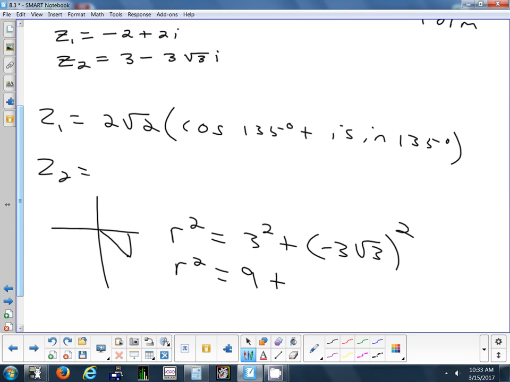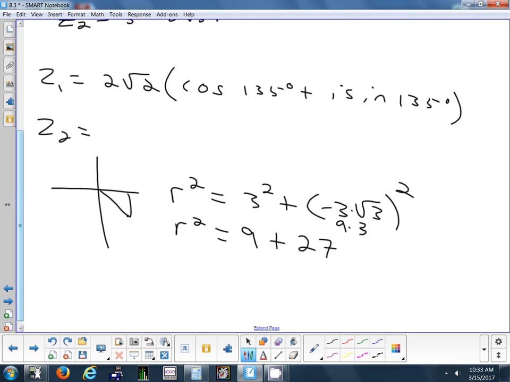9 plus, now to square this, square the first term. What do you get when you square that? Times, and now square the second term. What's 9 times 3? 27. So 36. So what's my radius? 6. It's the square root of 36. So my radius is 6.